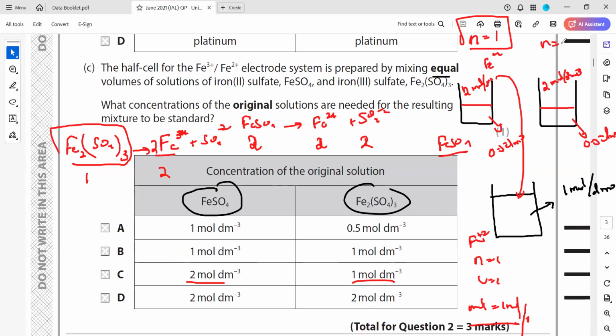And how many moles will be there? 2 into 0.5, so it will become 1. And then 1 divided by 1, what I'll get? I'll get the same concentration for iron 3 ion as well, which is 1 mole per dm cube. Is it clear?